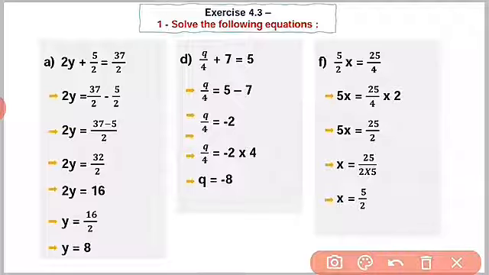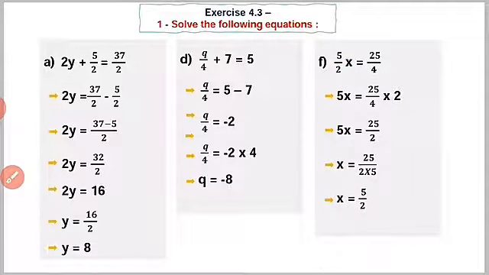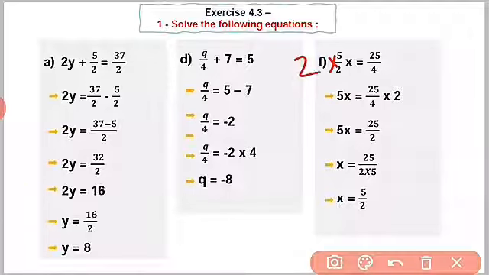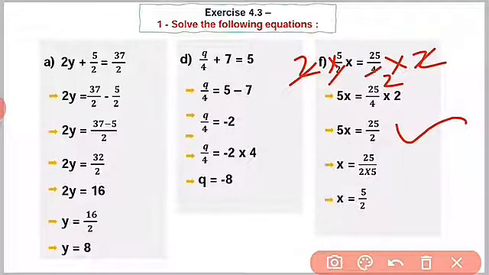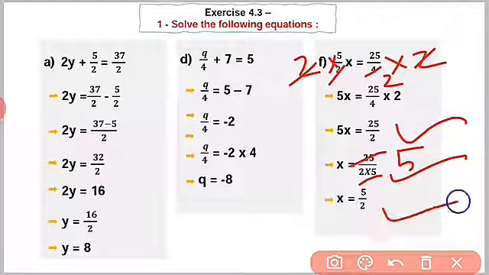In the same way we can do this question. It is 5 by 2 x is equal to 25 by 4. So first remove this 2 from the denominator. For this we will multiply both sides by 2. Cancel out this 2 and this 2, we are left with 5x, and the right side will be 25 by 2. Now divide by 5 on both sides. This 5 and 25 will cancel out by 5 times and we are left with x is equal to 5 by 2.